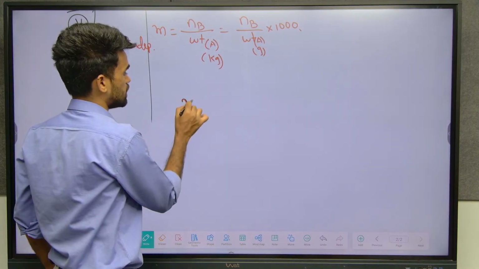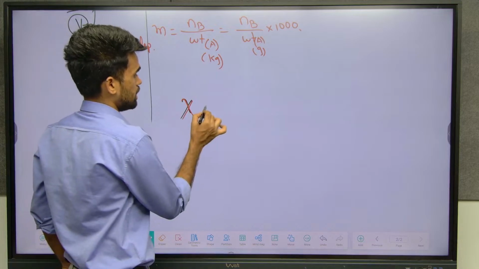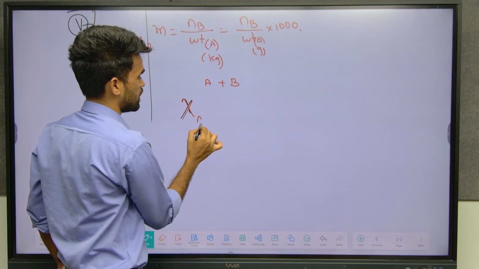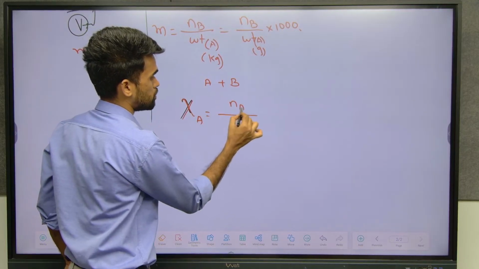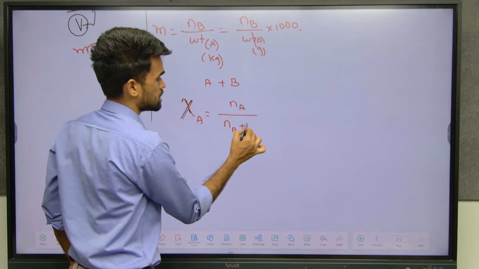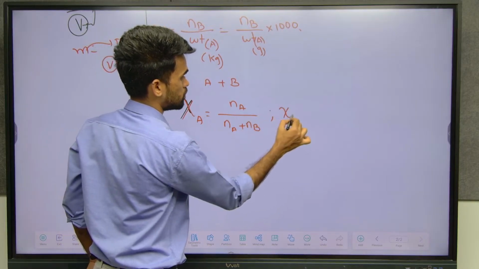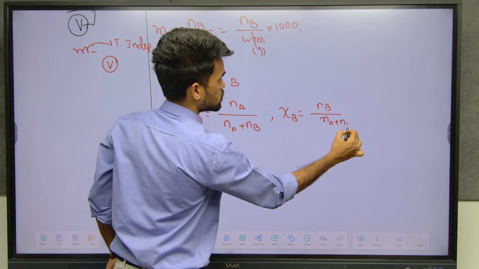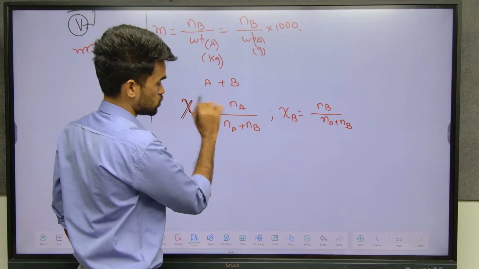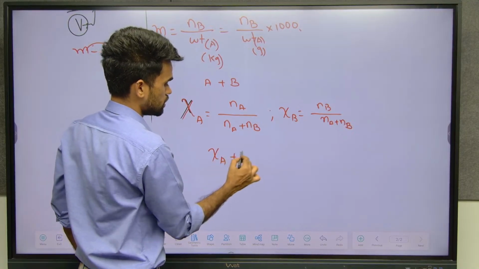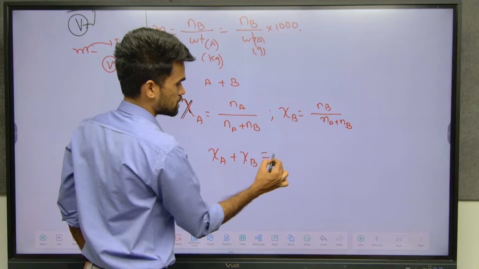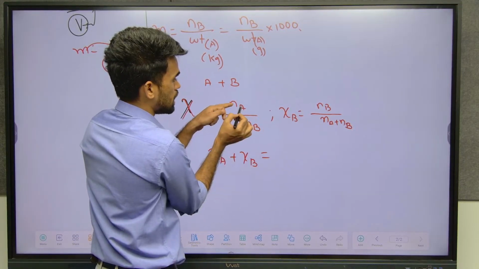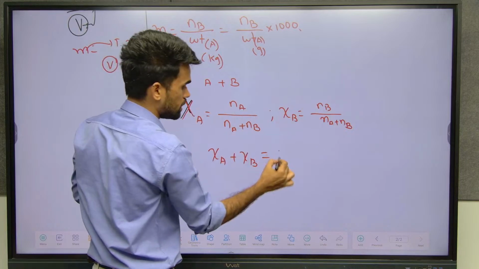Mole fraction is indicated with the symbol chi or x. For example, if the solute is made up of A and B, then the mole fraction of A is the number of moles of A by the total number of moles, Na plus Nb. Similarly, for B, Nb by Na plus Nb. So xA plus xB equals, when you add these two, the denominator is Na plus Nb and the numerator is also Na plus Nb. So both cancel out, and it equals 1.